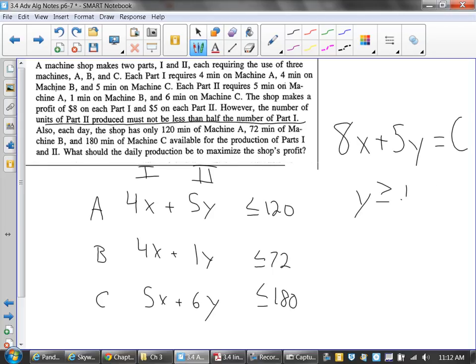How would it be? Because it says part 2 produced must not be less than half the number of part 1. So it just so happens that X is part 1 and Y is part 2. You got it.